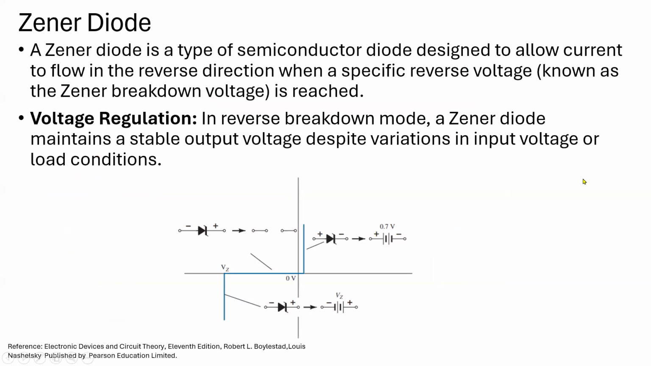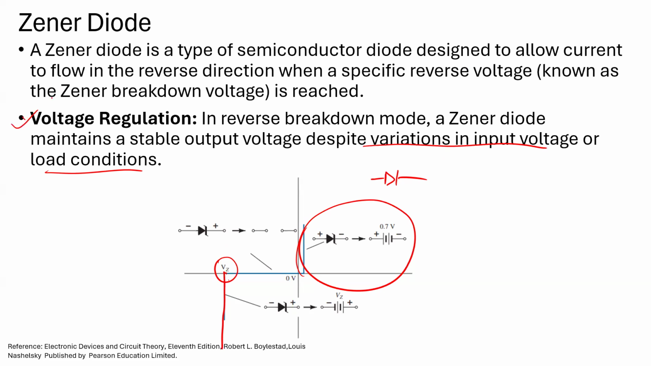Now we will be talking about the Zener diode. A Zener diode is a semiconductor diode which is designed to operate in the reverse breakdown region. In the forward region, it is the same as a simple P-N junction diode. But in the reverse region, after a particular reverse breakdown voltage, the voltage remains fixed at Vz despite variations in the input voltage or load conditions. This property of a Zener diode is called voltage regulation.